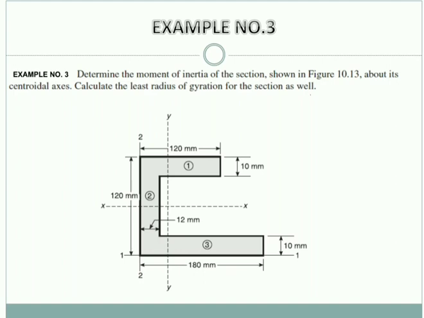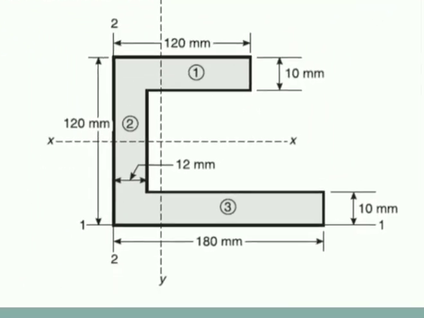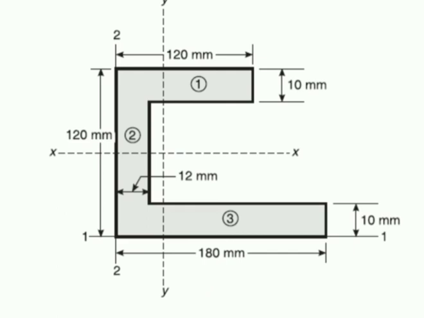So let's start with the example. I think you are familiar with the figure. We have a C shaped figure with two horizontal rectangles and one vertical rectangle. We have named them 1, 2 and 3.